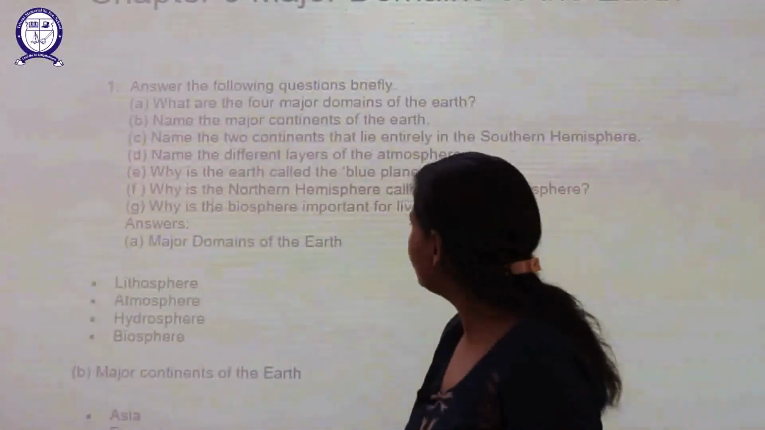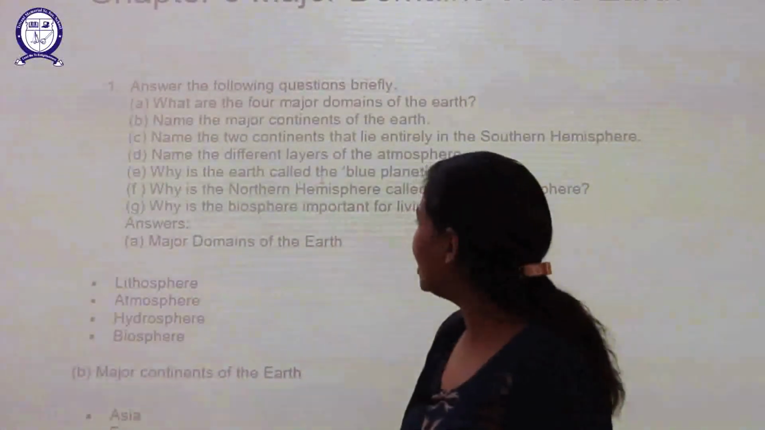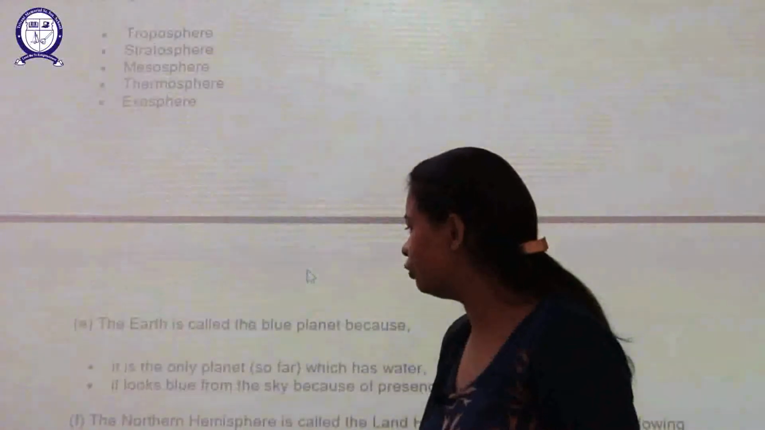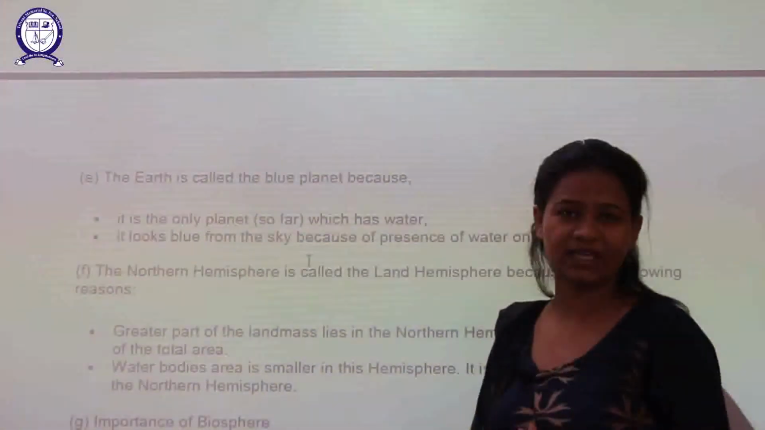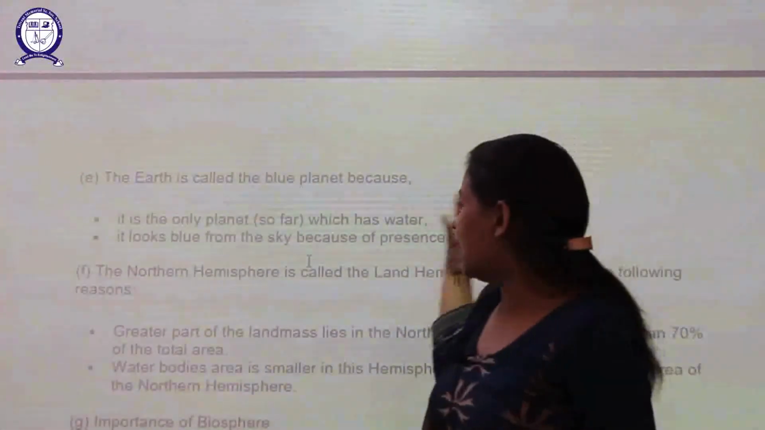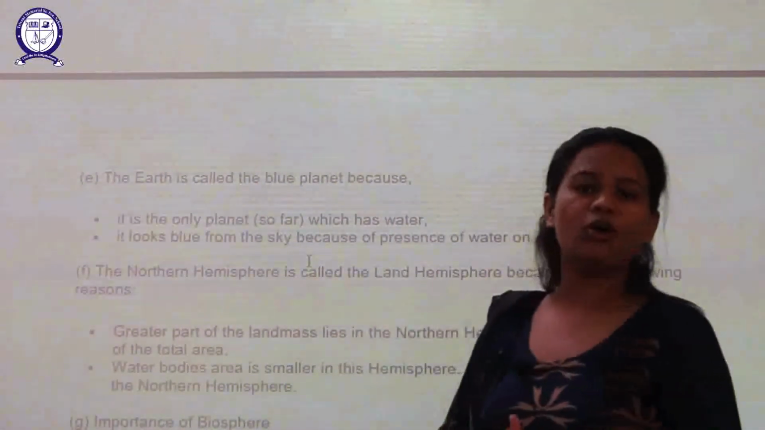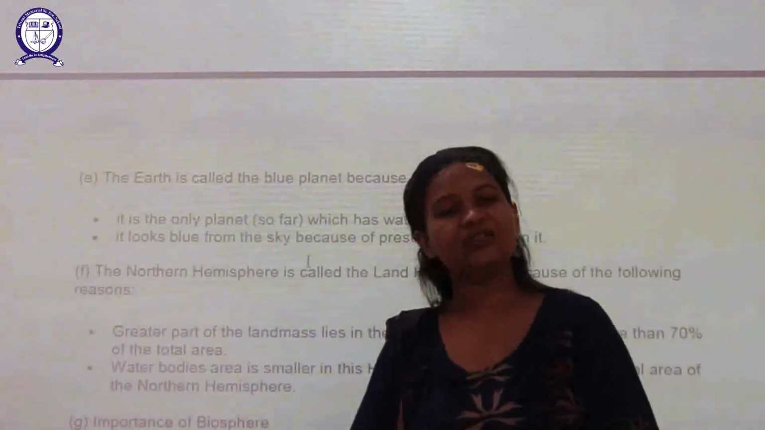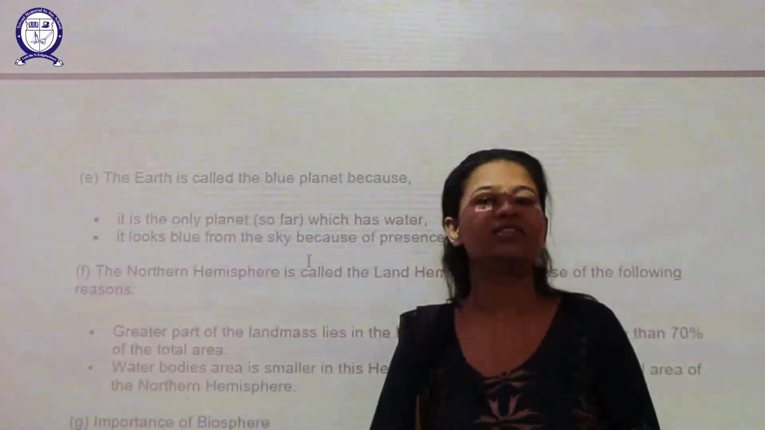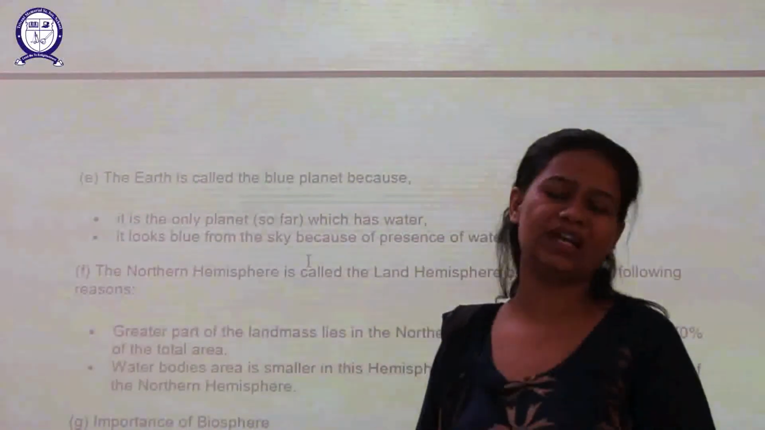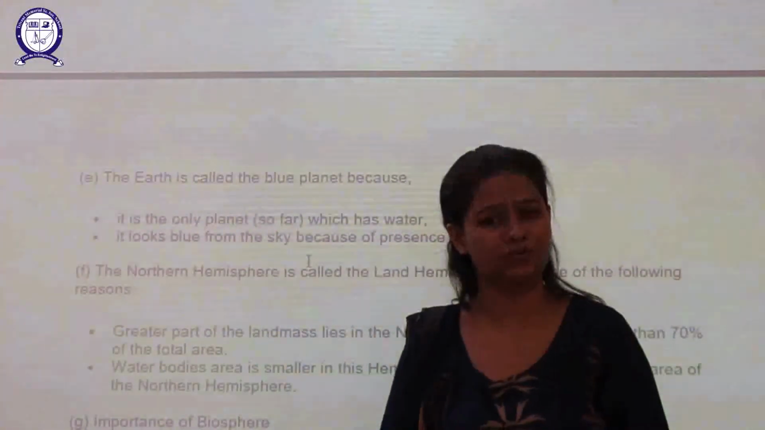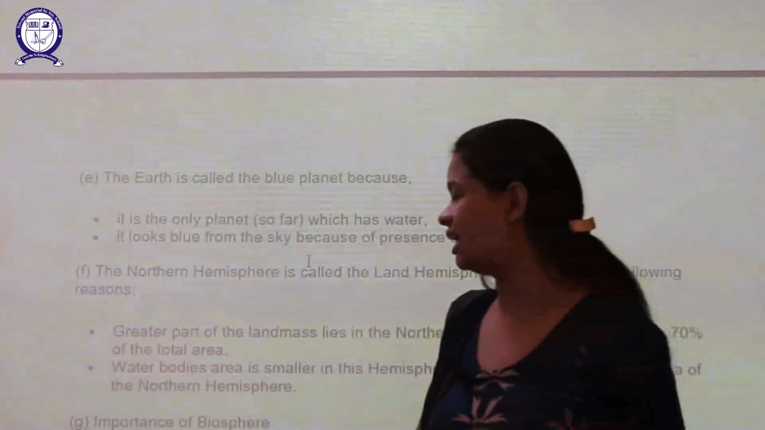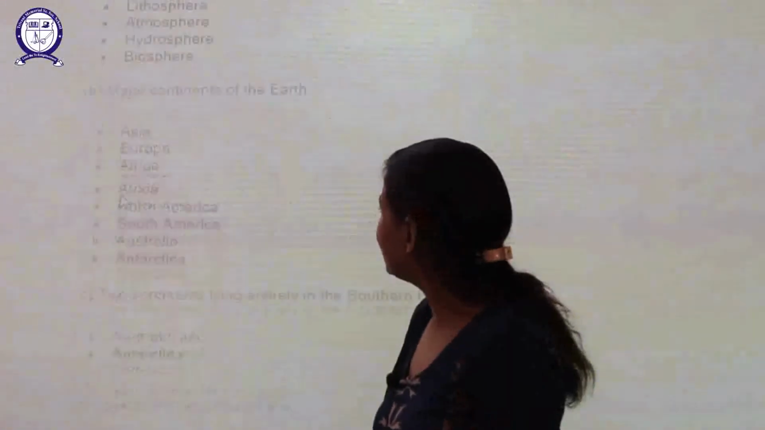Then our next question is, students, why is the earth called the blue planet? Remember, students, we already discussed this thing. Because out of the total surface of the earth, the maximum part is covered with water bodies, and water is represented by blue color, and whenever we observe earth from the sky, it appears blue to us. That is why it is called the blue planet.